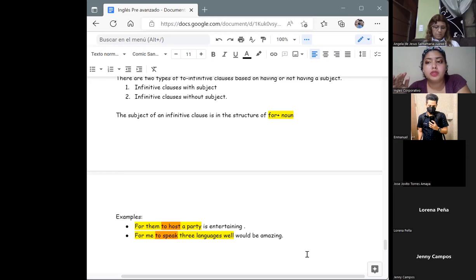So in that case, we're not going to talk about some things that we already know about the topic. We are not going to talk about that part for 1 hour. We're just going to have some elements of the topics. So it says that there are two infinitive clauses based on having or not having the preposition to.